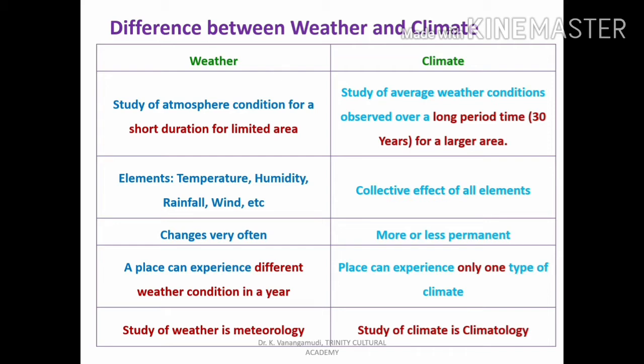Whereas climate is the study of average weather conditions observed over a long period of time, that is about 30 years, for a larger area. The collective effect of all elements is observed in climate. Climate is more or less permanent. A place can experience only one type of climate. The study of climate is called climatology.